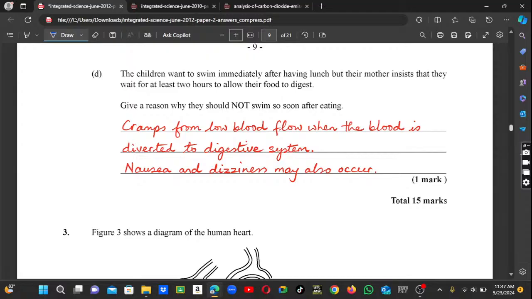So the reason why they should not go ahead and swim as they eat is because of cramps. So we're talking about cramps. Cramps could come from low blood flow. When the blood is diverted to the digestive system, they would have nausea. Dizziness may also occur. So this is not very good, because cramps come from low blood flow when the blood is being diverted to the digestive system. So that would be the reason. All right, good.